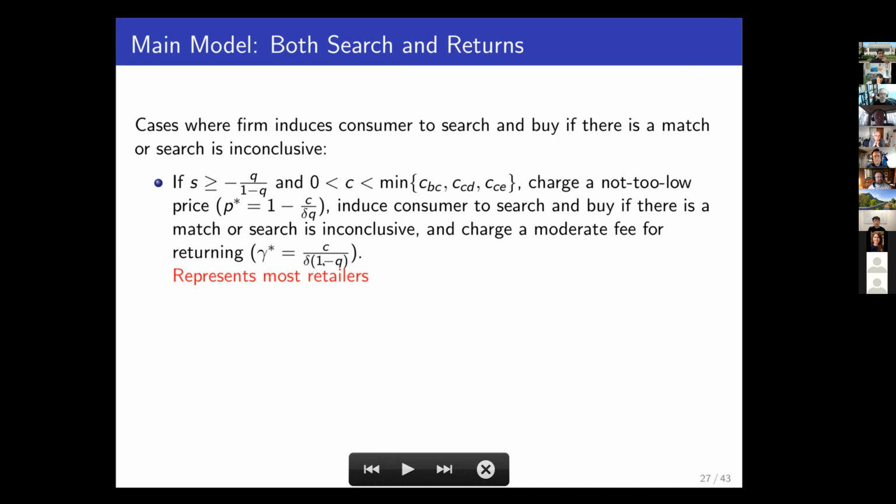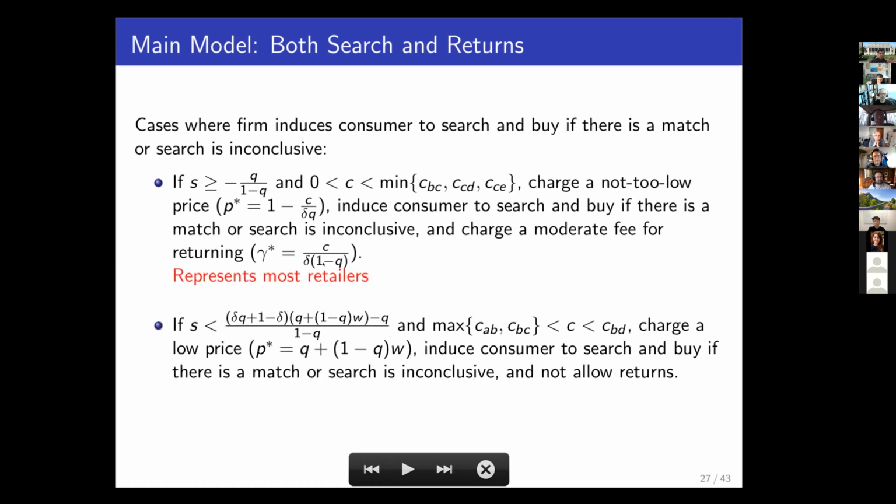Okay. And another thing that happens here is for certain other, like small salvage value and medium search cost, the firm charges a low price, induces the consumer to search and buy if there's a match, or if the search is inconclusive, but does not allow returns. And one could argue that this is also the dollar store.